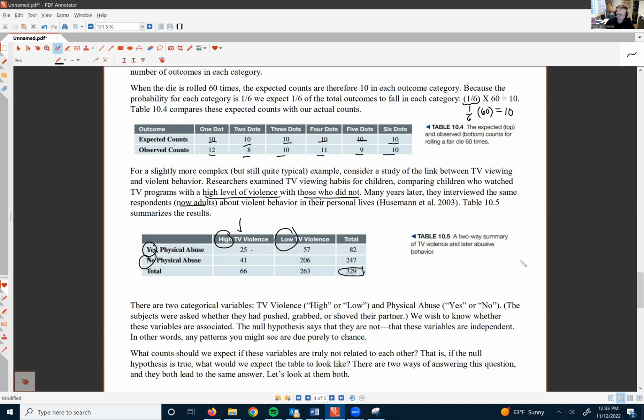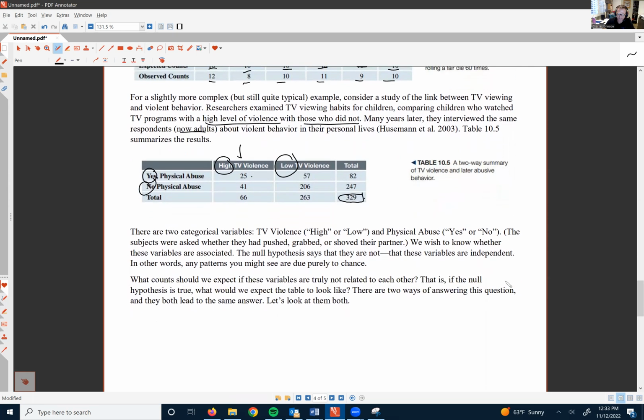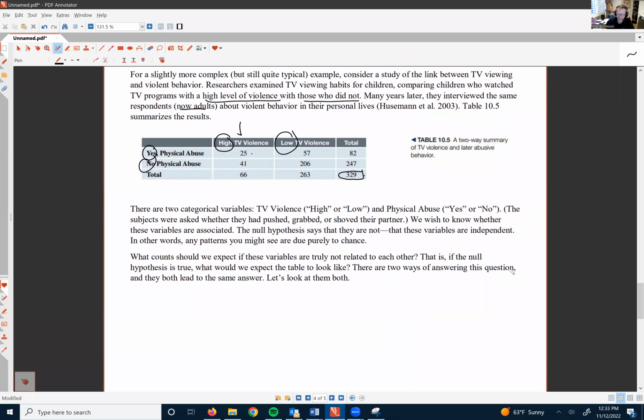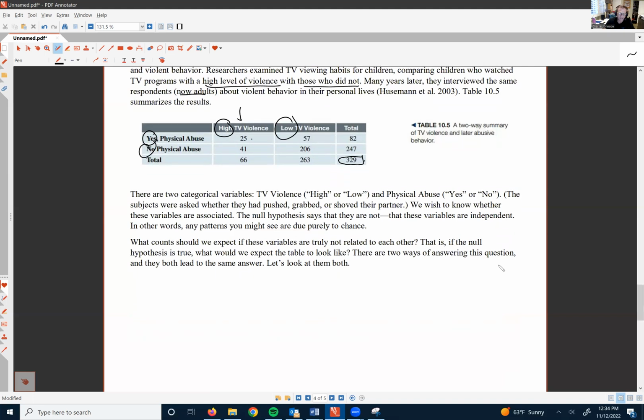What counts should we expect if these variables are truly not related to each other? That is, if the null hypothesis is true, what would we expect the table to look like? There are two ways of answering this question. They both lead to the same answer. And this will help us generate a formula to understand how these are calculated. So let's look at both of these.